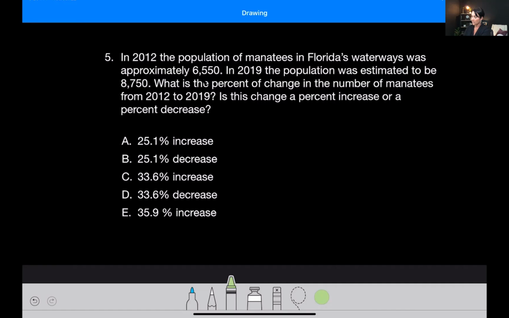Let me go ahead and get my answer key here. I don't like to do math without an answer key. All right. So this is number 5, and I can see right away, because I always go to my answer choices first, I'm looking at percentages here. Okay. And I can see I have increase, decrease, increase, decrease, increase. So right away, my brain should go, all right, I'm going to be looking for a percentage increase or decrease. So I'm going to have to find a percentage, and I'm going to have to figure out if it got bigger or smaller. All right.